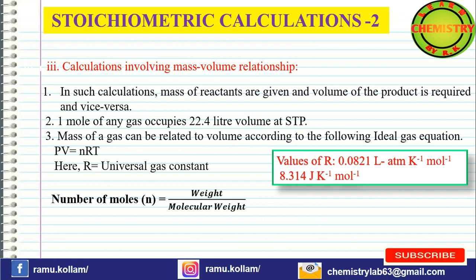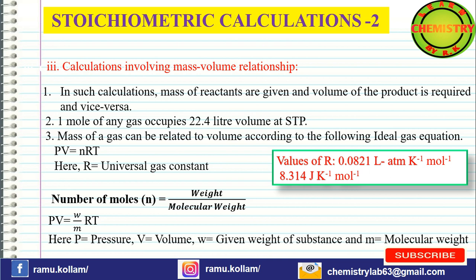If you want to find the number of moles with the help of the molecular weight, n = weight by molecular weight. If you substitute this n value in the ideal gas equation, we will get PV = (W/M) RT. Here you know very well P is pressure, V is volume, W is the given weight of the substance, and M is the molecular weight. Now we will go with the example.